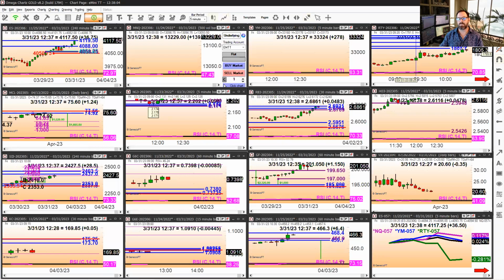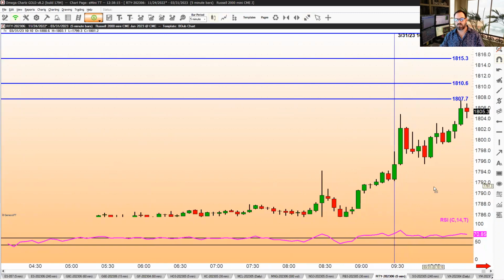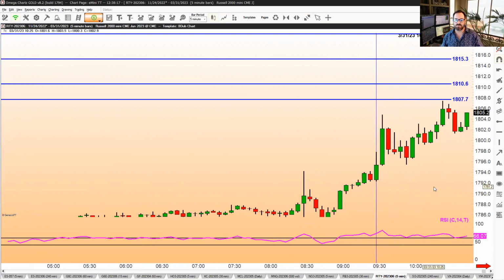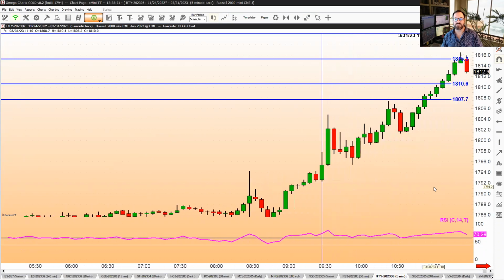So as we moved up, again, on the Russell, you can see we came up to this 1807 first level of supply, and we started to stall. We got a red candle there. Now, did it change trend? No, it's just a pullback. That's all. And we just kept going. Come up to the next level. Notice it's stalling at that supply as well. We still have plenty of momentum.